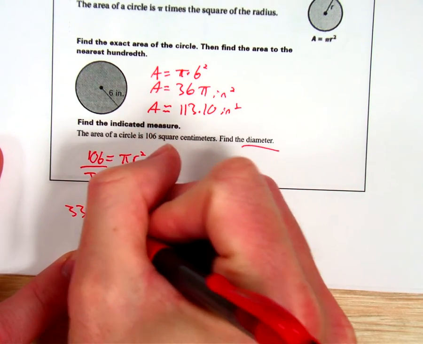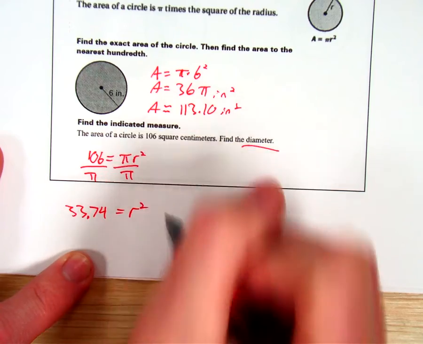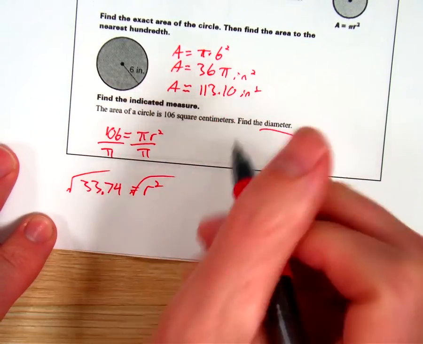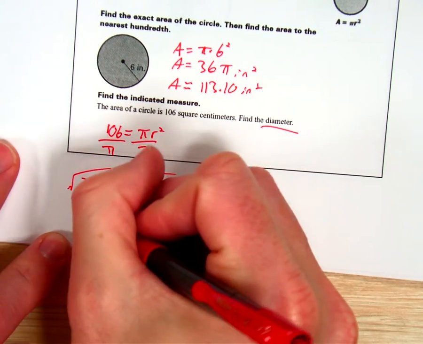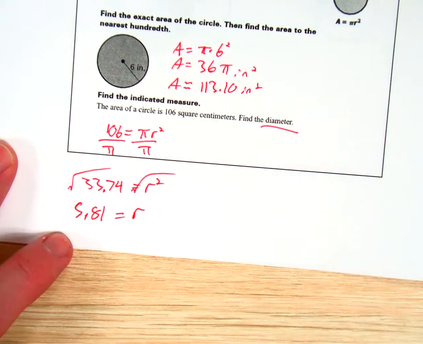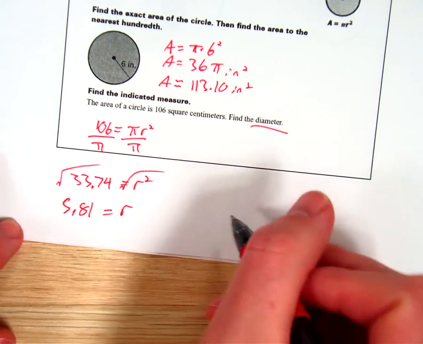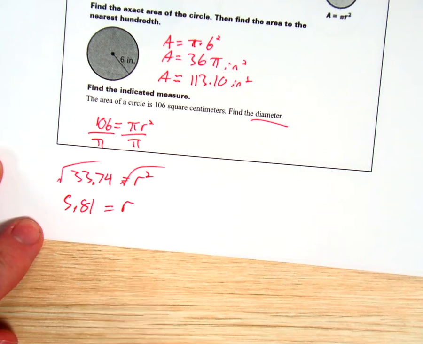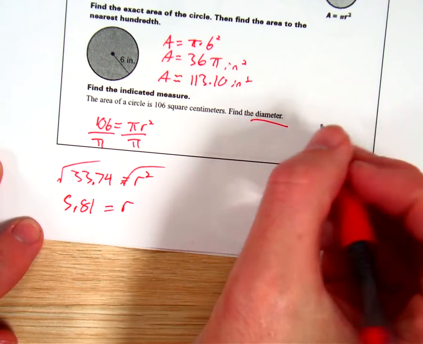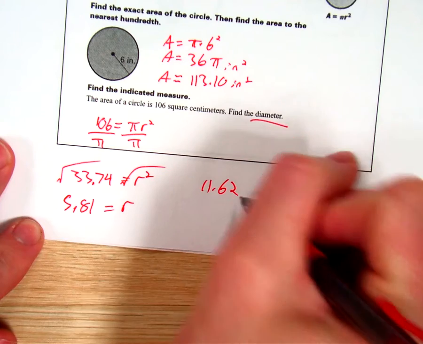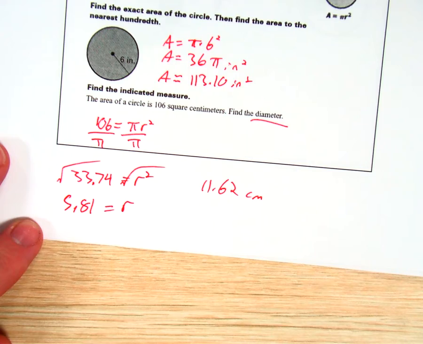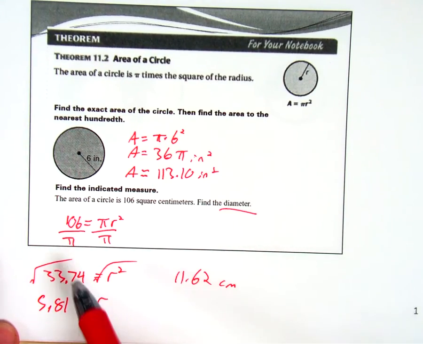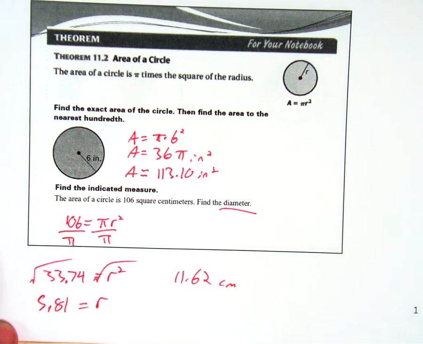So we have 33.74. Okay, now we're going to square root. We'll get 5.81 for our r. Okay, then we're going to take that times 2 to get the diameter. And that's going to be 11.62 centimeters. Okay, so that was going forward, and this is having the area given to you and going backwards. We okay with that?